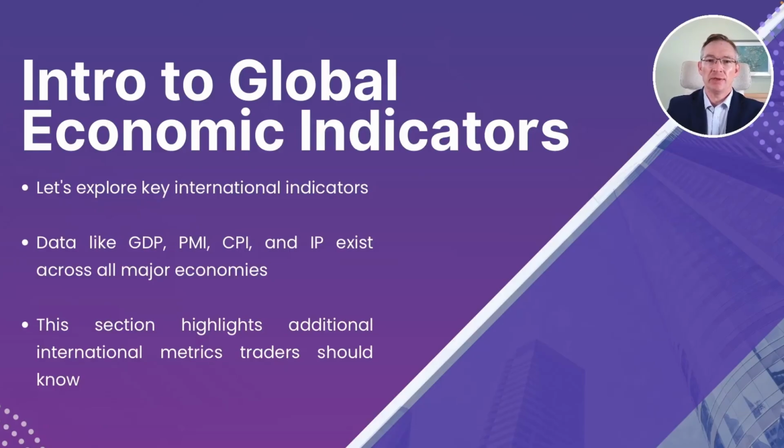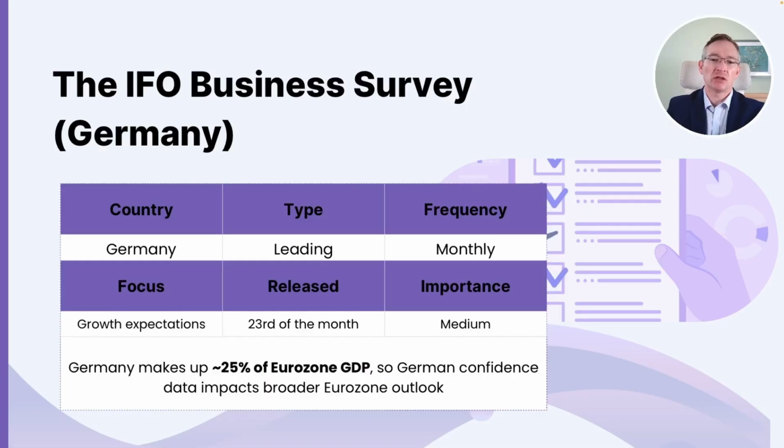Indicators like GDP, CPI, PMIs, and industrial production exist across all major economies. In this section, we're going to highlight a few international indicators that are particularly valuable for traders who want to understand the global macro picture. So let's start with Germany's IFO Business Survey.